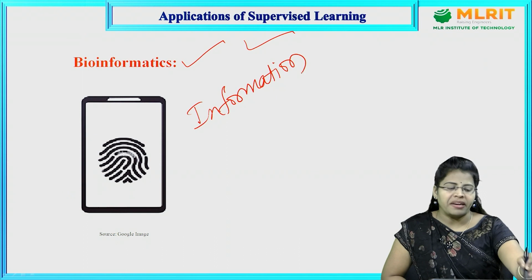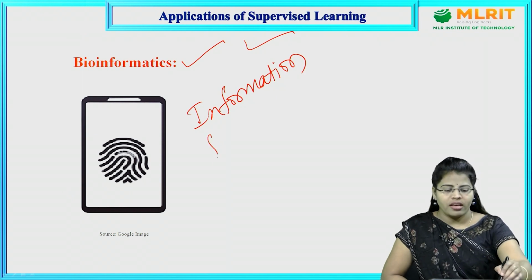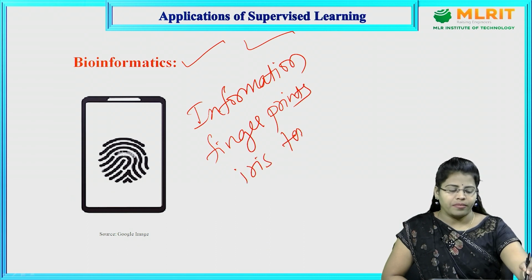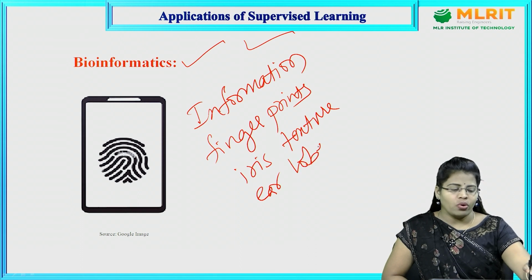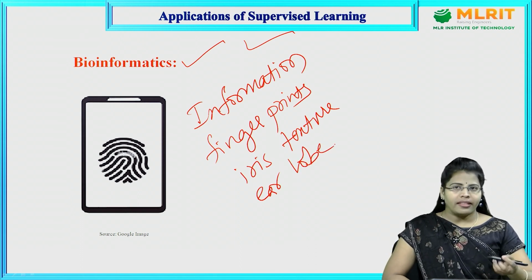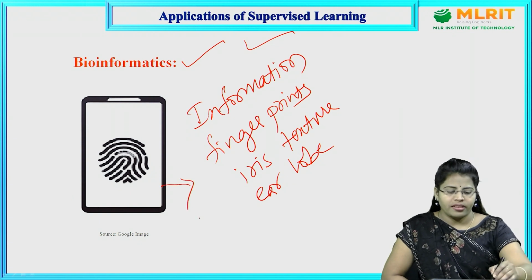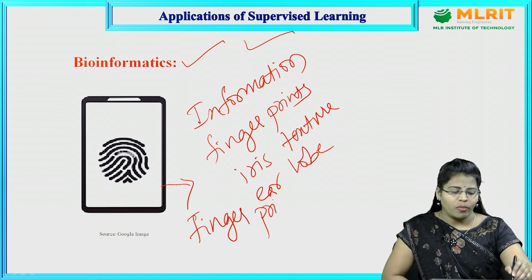It is going to preserve the information of fingerprints or iris texture, earlobe, etc. It is going to collect those data, then the machine is going to train that model, then it is going to predict our iris or fingerprint, and based on that the mobile is opened.